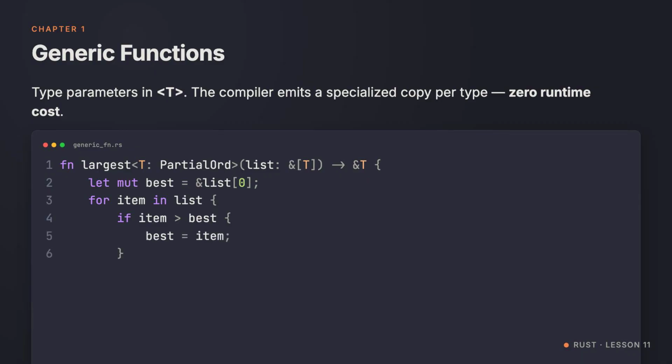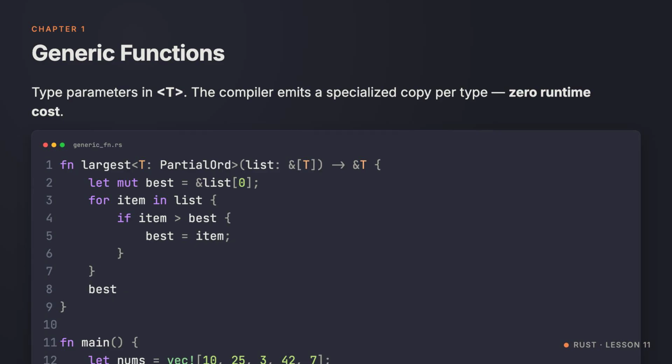The convention is to use single capital letters like T, U, V for generic types, though you can use longer names when clarity demands it. Inside the function, you use that parameter anywhere you'd use a concrete type, as a parameter type, as a return type, inside a more complex type. When the function is called with a specific type, the compiler substitutes that type in and generates a specialized version of the function just for it.